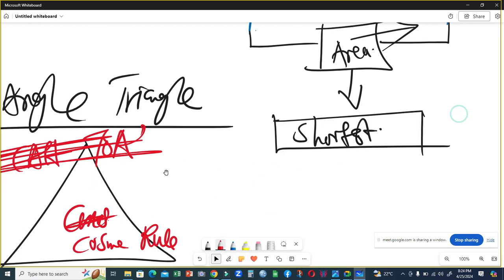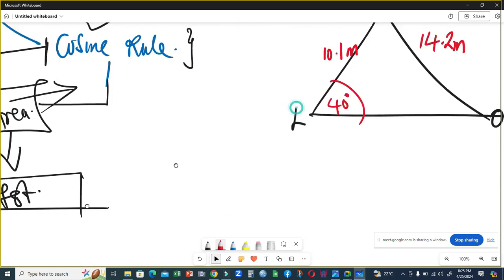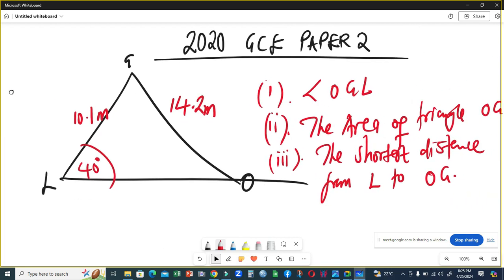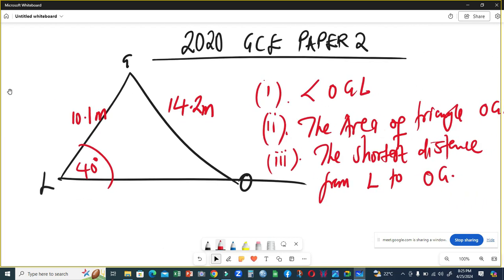So that was just a background about trig, so that we can appreciate. Now this is the question. This was the final exam, 2020 GCE paper. The second note on top, I've not written it because I believe I've shared the question with you. The first question says, find angle OGL. For us to find angle OGL, we first need to identify where angle OGL is. So we'll say this is O, this is OGL.